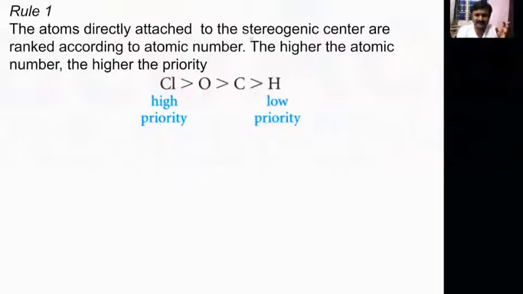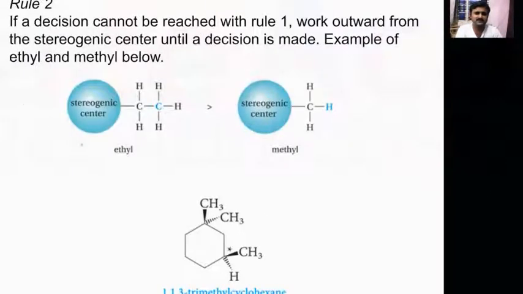The atoms directly attached to the stereogenic center are ranked according to atomic number. Higher the atomic number, higher is the priority. See chlorine, oxygen, carbon, hydrogen. In this, chlorine is higher priority than oxygen, then carbon, then hydrogen. So this is the most important point to be noticed.